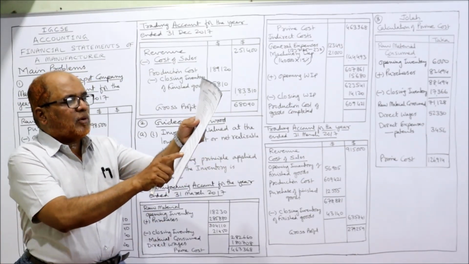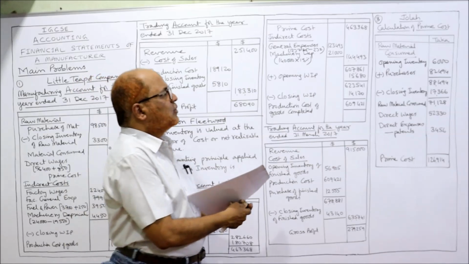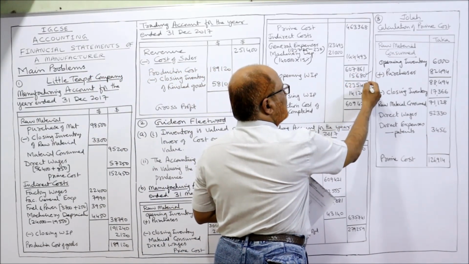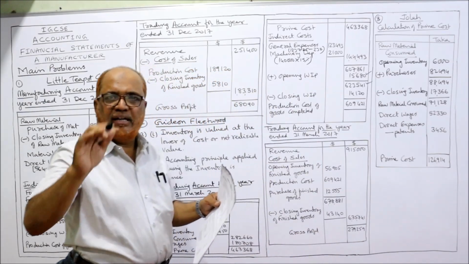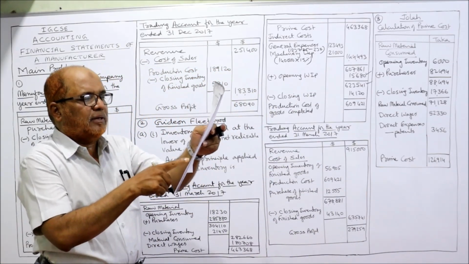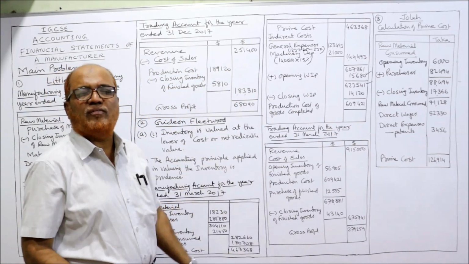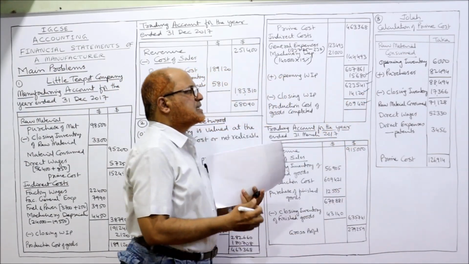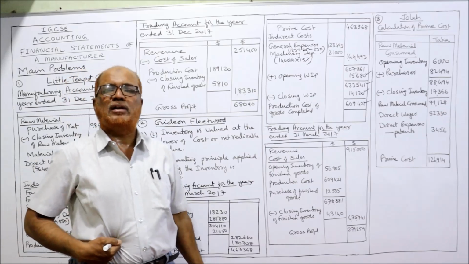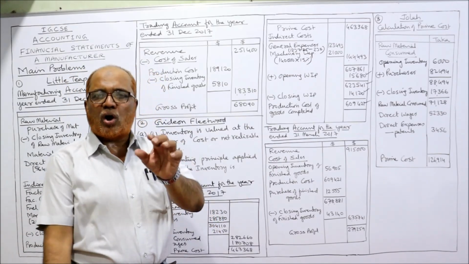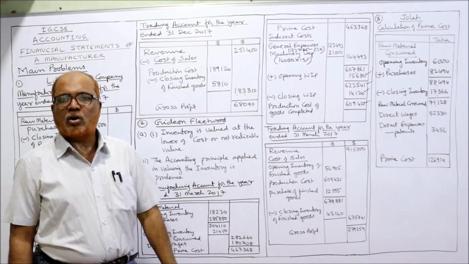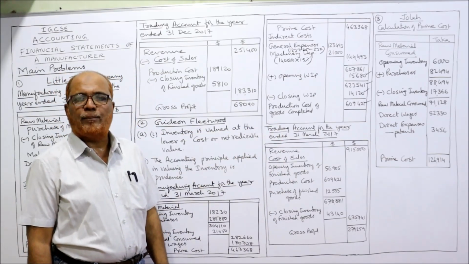To this, we have to add the opening WIP and subtract the closing WIP. So opening work in progress 15,680. You add up, you will get 6,23,541. From this we deduct the closing WIP, 14,120. Subtract 14,120, you will get 6,09,421. This is the cost of production of goods completed.